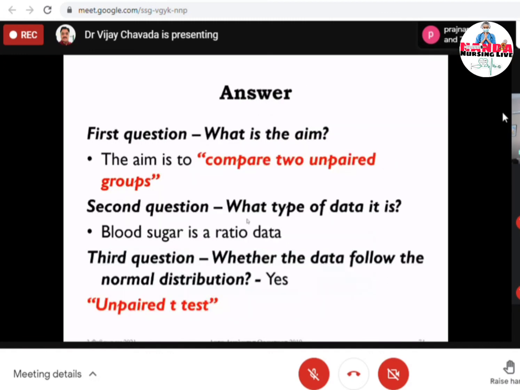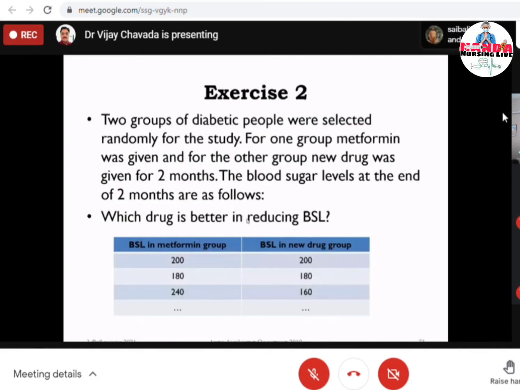Now let us go step by step. The first question should be, what is the aim? The aim is to compare two unpaired groups. These two groups, one group is independent of the other group. One group is getting metformin, the other group is getting the new drug.